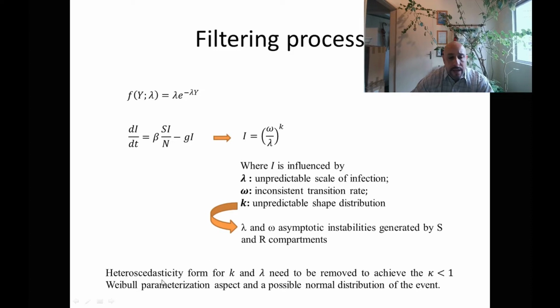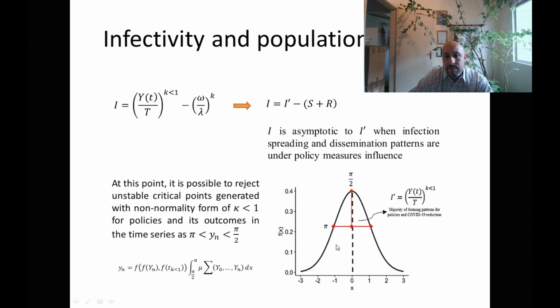And this heteroscedasticity form for K and the other term need to be removed to achieve this condition, viable parameterization aspect and possible abnormal distribution of the event.